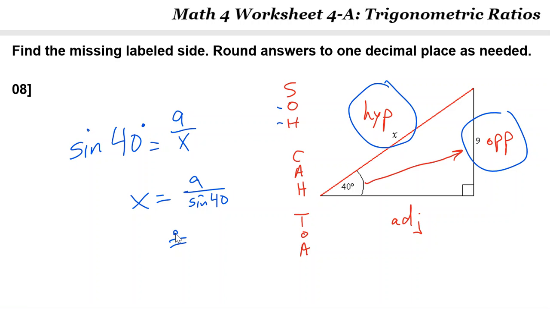And then we go to the calculator. 9 divide sine 40. That gives me 14.0015, so I might as well just call it 14.0. Again, they want one decimal place, so we'll give them one.